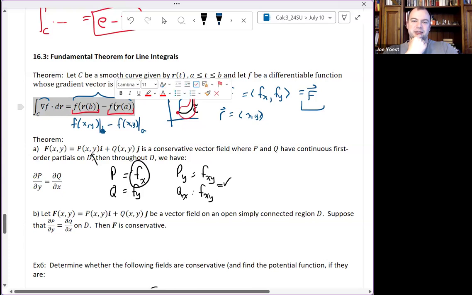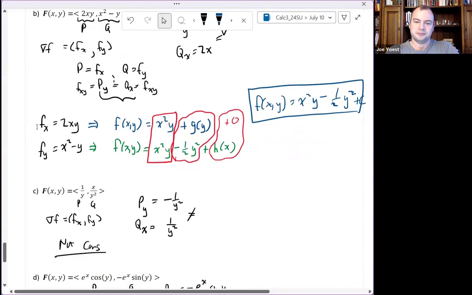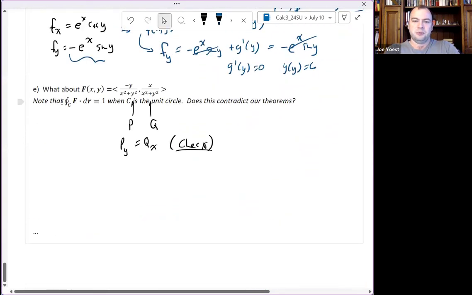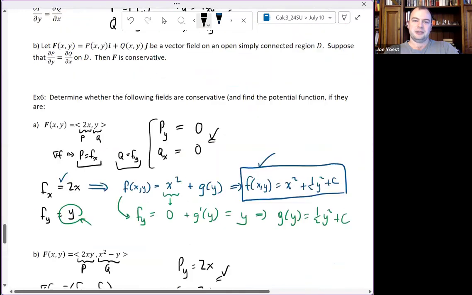The implication is that the value of a line integral over some curve C is just the value of little f at the terminal point minus the value of little f at the initial point. But what if I take a closed curve? If I take a closed curve, let's say the unit circle, then its initial point and its terminal point are the same. Well, it should be true then.